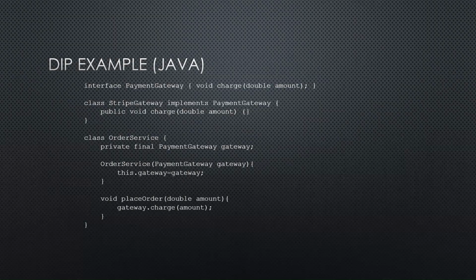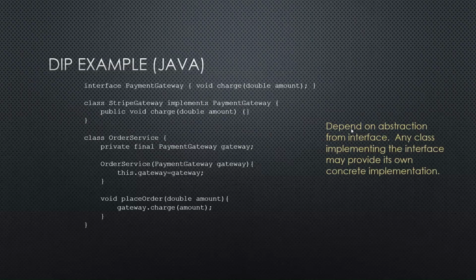We don't care about the details of how this method works. We just care that it works. So we depend on abstractions. Any class implementing the interface may provide its own concrete implementations.